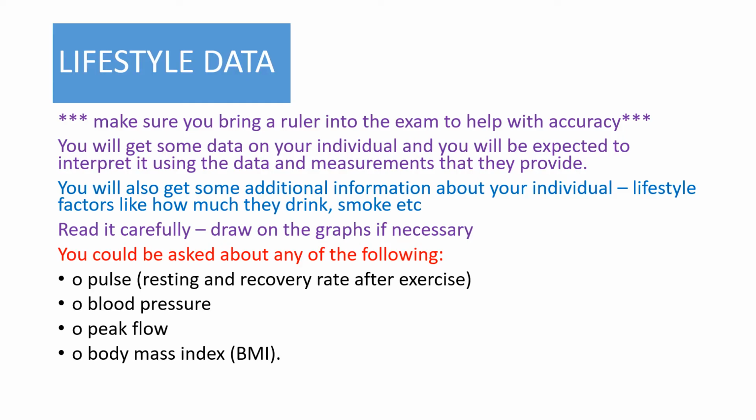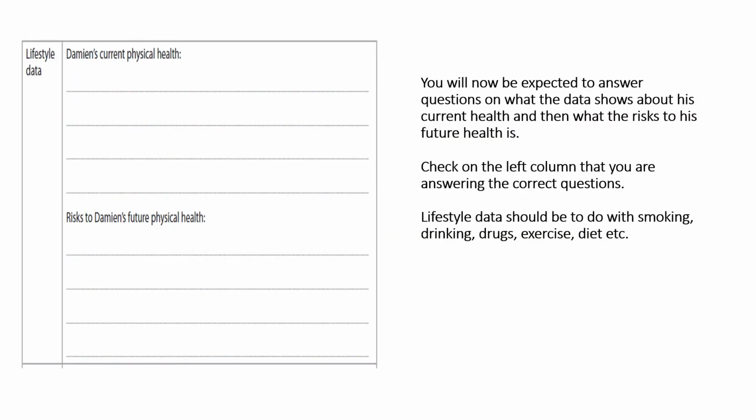You could be asked about any of the following: pulse rate, blood pressure, peak flow or body mass index. So make sure you have revised all four. Understand what a low peak flow means or what a high blood pressure means. So after you've looked at and interpreted lifestyle data, you'll be asked questions on it. Now, the first question in that section will focus on lifestyle data.